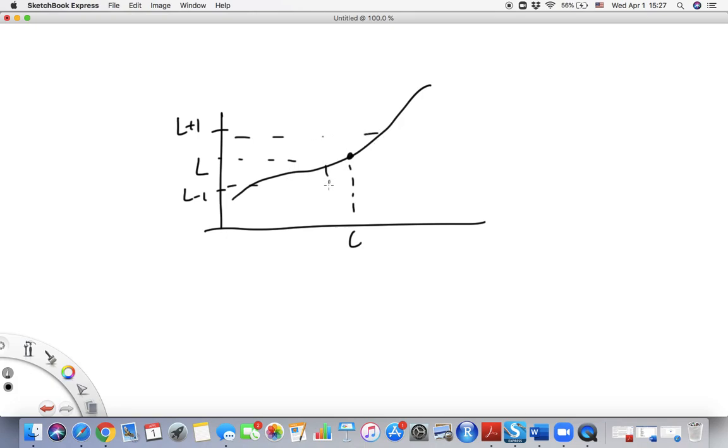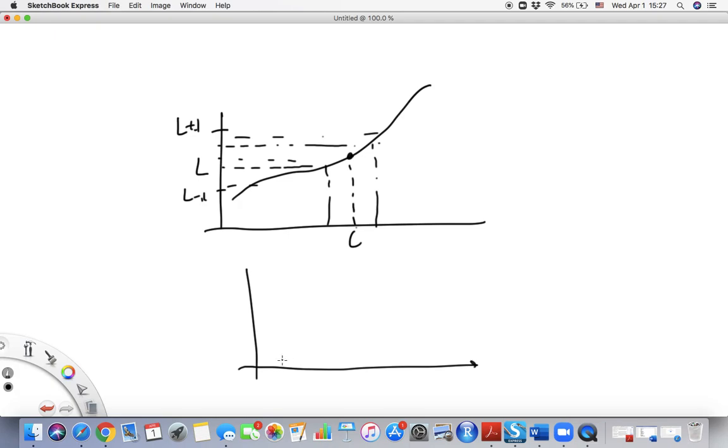So as long as you're close to C, then your function value cannot be too far away from L. In fact, it's between L minus 1 and L plus 1, so it's bounded. So that's the case when C is in your domain.